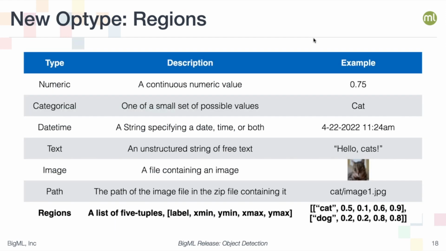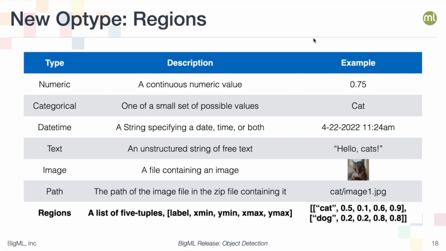So how does BigML allow you to perform object detection? The basic idea here is first that we've introduced a new optype, and an optype in BigML is again a type of data that you can upload to the platform. So you can see we have the optypes that we're used to here, numeric and categorical data. Of course, BigML also handles date, time, and text data natively using some simple transformations. And then more recently, we've added images and their associated paths as data types.